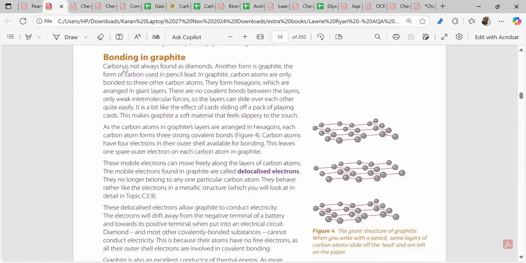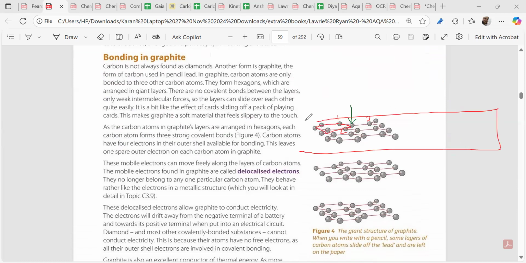Now if we go to the next structure, that is graphite. In graphite, one carbon is attached to how many carbons? Three other carbons, right? In the form of hexagons, in giant layers. You can write it down as 1C, 3C bond. Don't write this in exams, but to memorize, you can write 1C, 3C bonds.